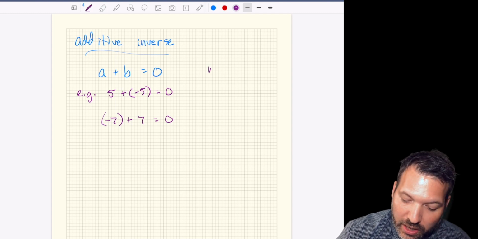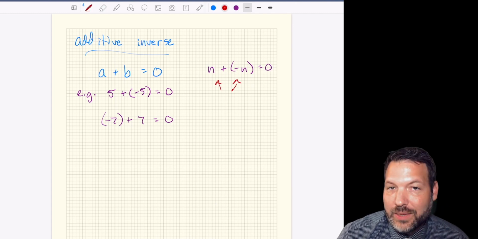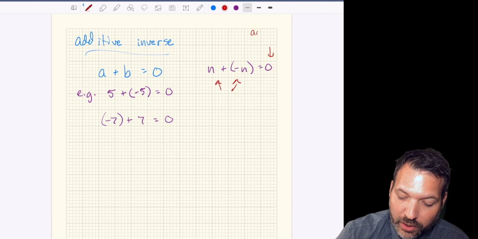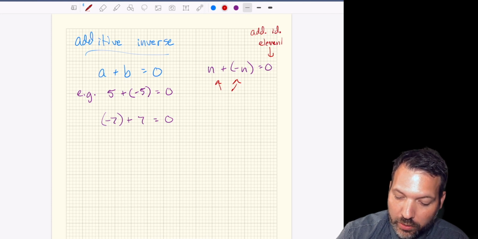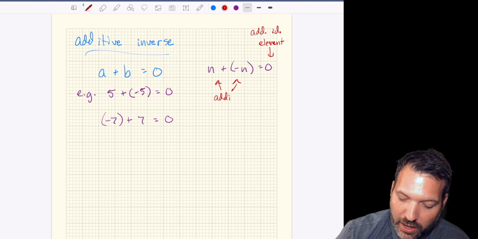So we can say n plus -n will equal 0. And n and -n, because they take me back to the additive identity element, remember that's what that is right there, additive identity element of 0, we would call these additive inverses.